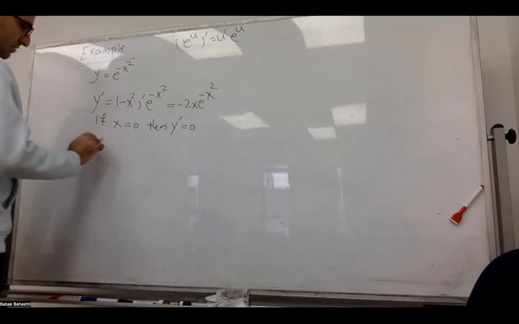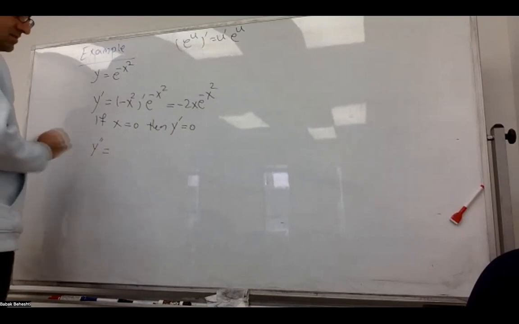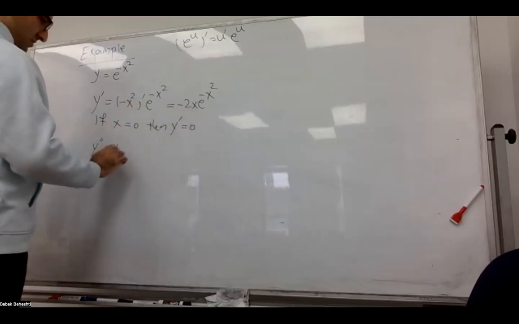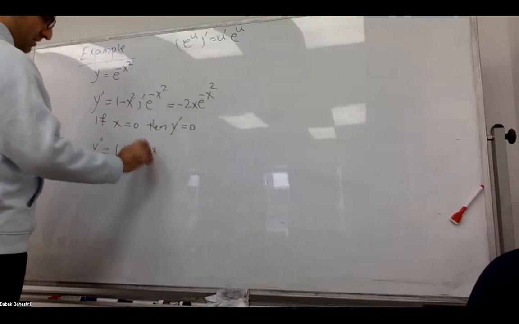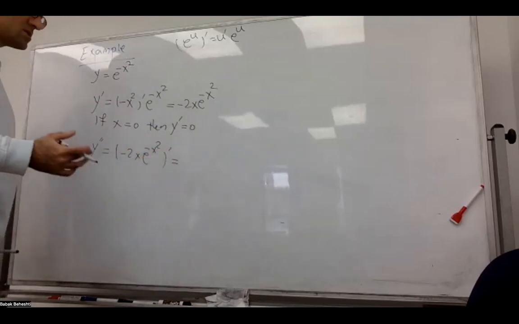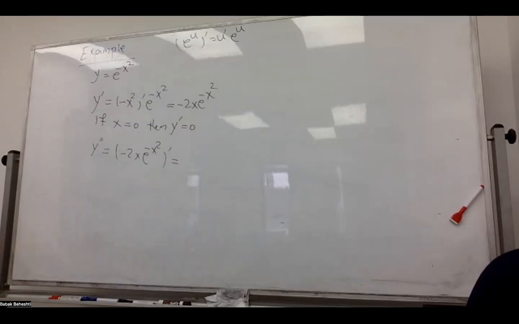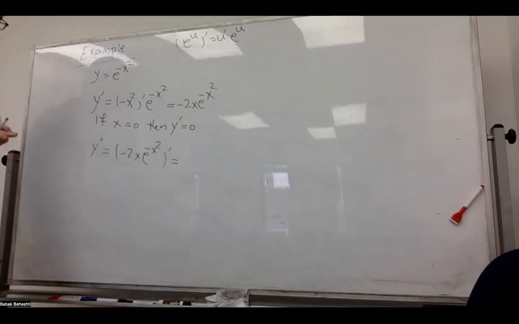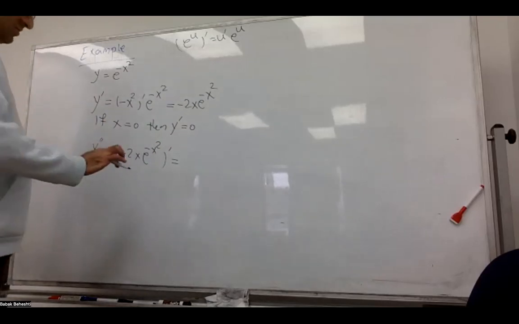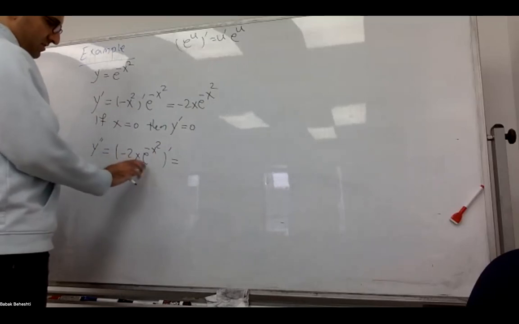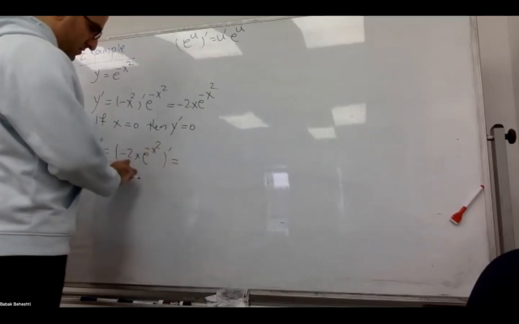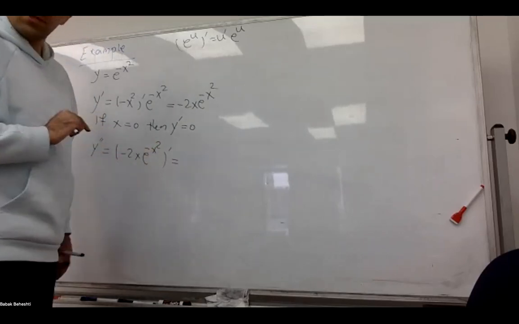So y double prime, the second derivative, is the derivative of this guy, the derivative of minus 2x e to the power minus x squared. Here I need to use the product rule. What is the product rule? The product rule says that the derivative of the product is the derivative of the first one, which is minus 2x.